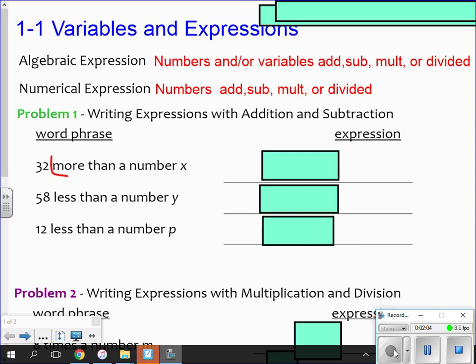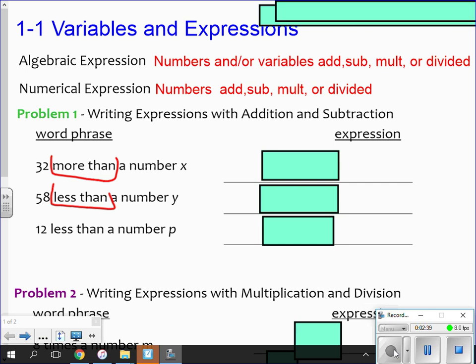When you have more than or less than, that means you're going to be doing it in the opposite direction. It's going to be the last thing followed by the first one, generally speaking. 32 more than X, that means I start with X and I finish with 32. 58 less than a number Y. That means I start with Y, and what do I do? I take away 58. So when you see more than or less than, it's the second followed by the first. It generally means you reverse direction when you're writing them out.